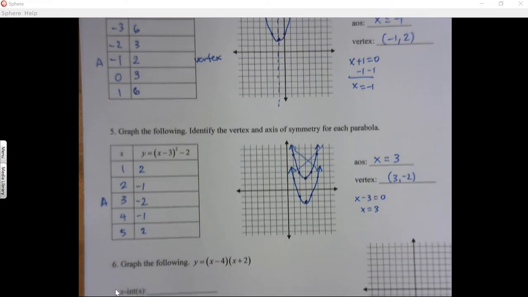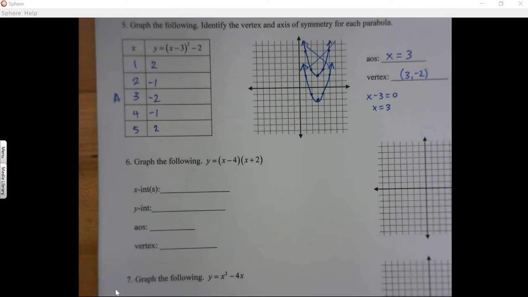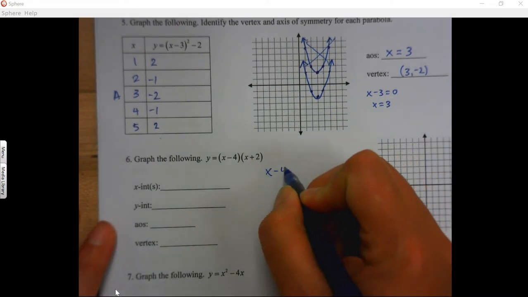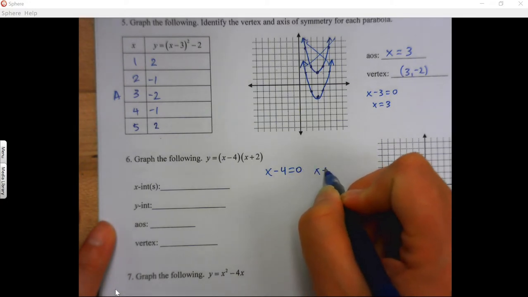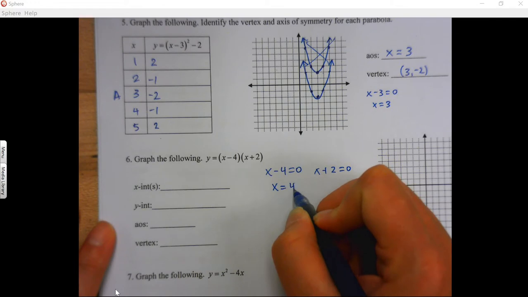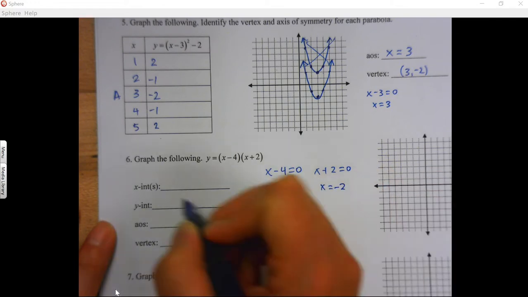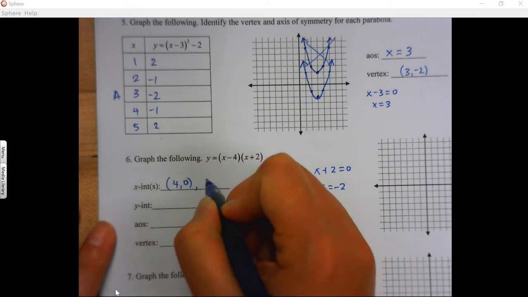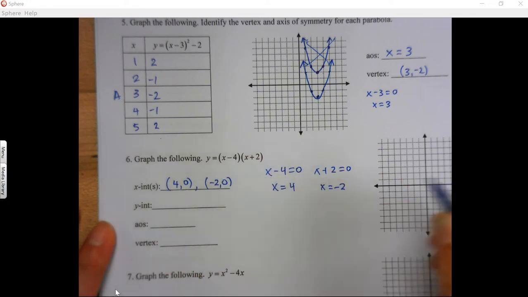Okay. A second type of graphing parabolas is from the x-intercepts, and so you're taking each of these, setting them equal to 0, like we did in the last unit when we were factoring and solving. So we get x equals 4 and x equals negative 2. We're going to write those as x-intercepts. So I have 4, 0, and I have negative 2, 0. I'm going to plot those.